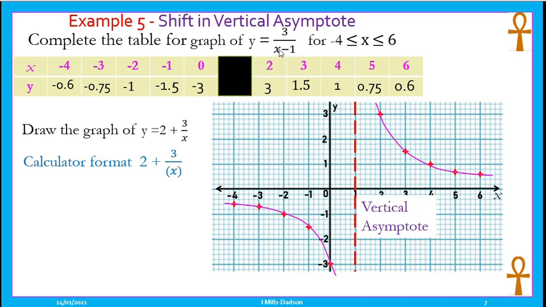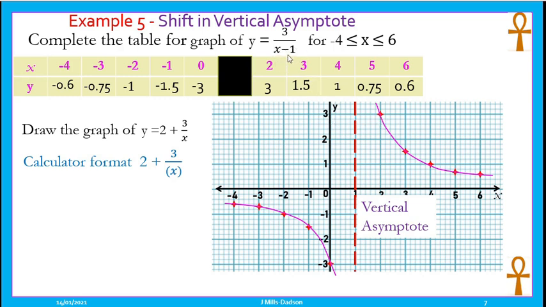The reason is that we are what? x minus 1. It works in the opposite way. When it's minus 1, it shifts 1 unit to the right. When it's plus 1, it shifts 1 unit to the left. So you need to understand that. When it's plus 4, the vertical asymptote will shift 4 units to the left. When it's minus 4, it will shift 4 units to the right.